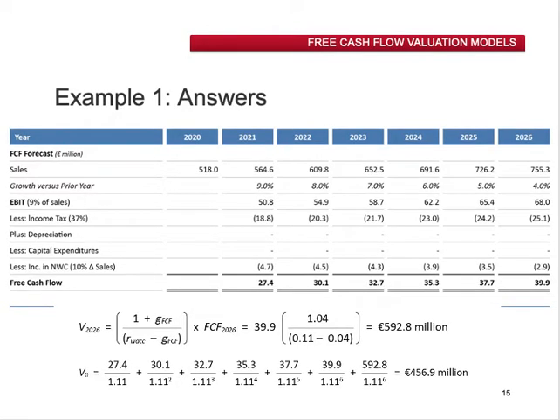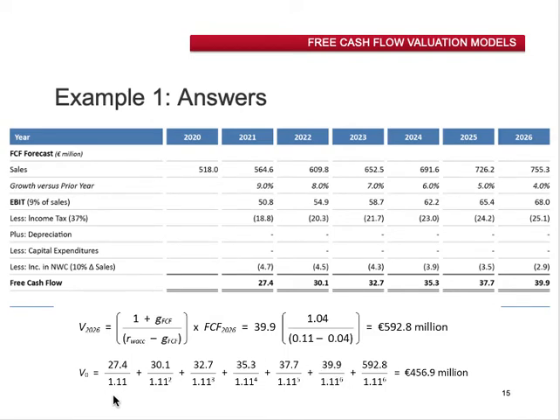So we're now going to calculate the enterprise value. First, we're going to discount every individual cash flow until 2026, okay? So 27.4, 30.1, etc. until 39.9. You can see them over here. So for example, 27.4 divided by 1.11 to the power 1, and the one in 2026 is going to be 39.9 divided by 1.11 to the power 6, okay?